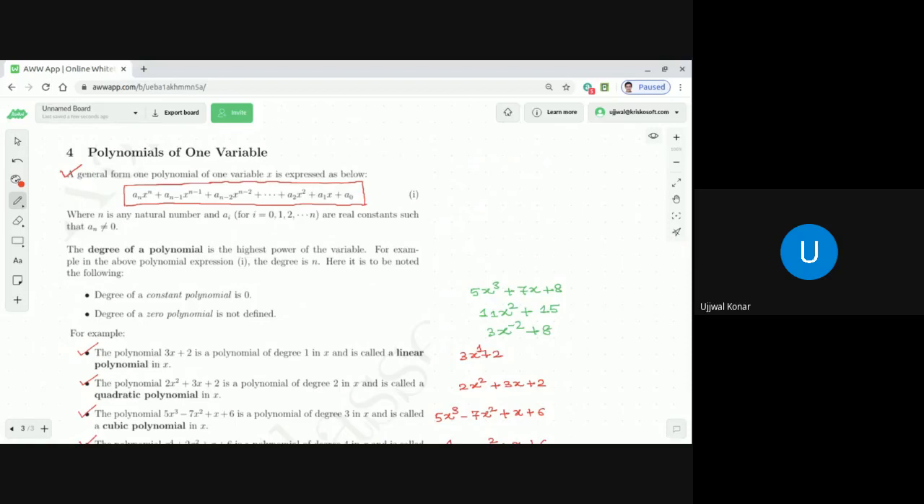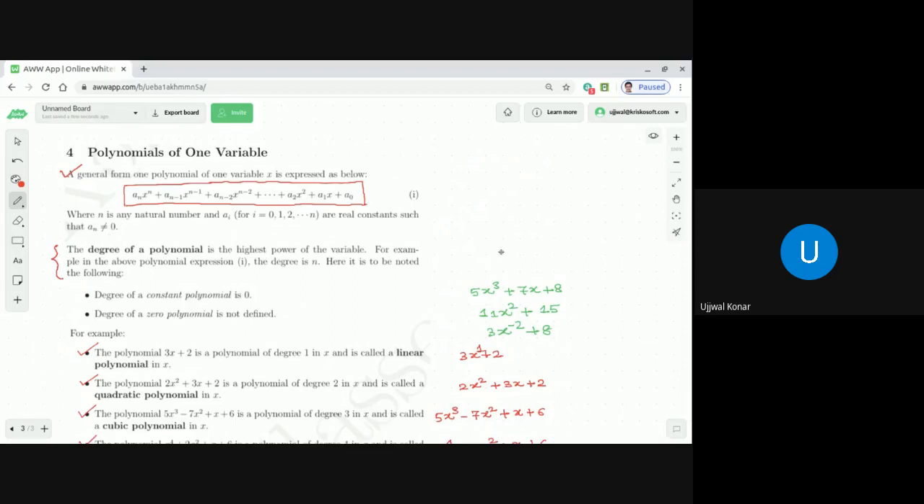What is the degree of a polynomial then, dear students? We already discussed, but now let's discuss with a more formal definition. The degree of a polynomial is the highest power of the variable. For example, the above polynomial expression 1 is of degree n. Now, why is it of degree n? Because an should not be equal to 0.